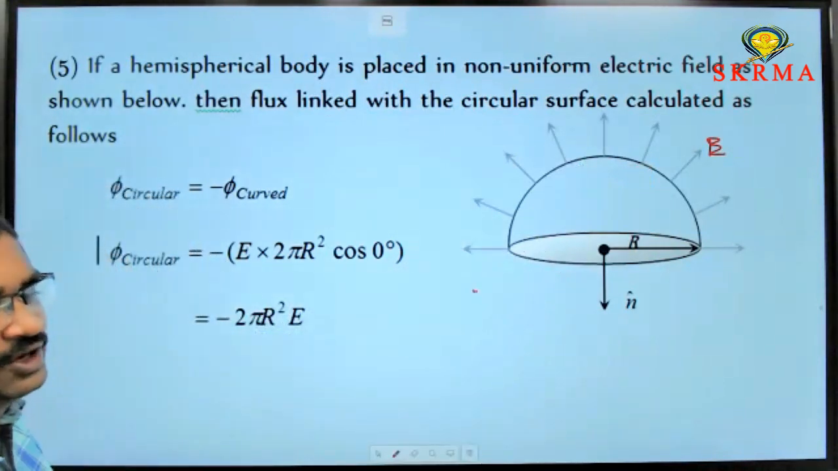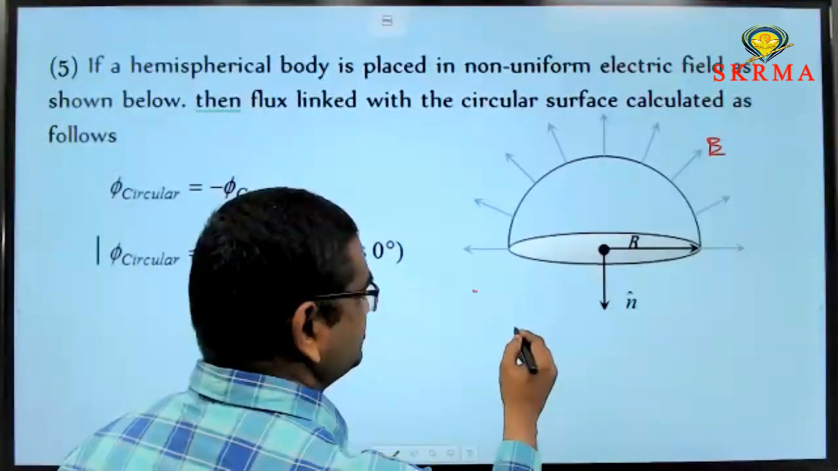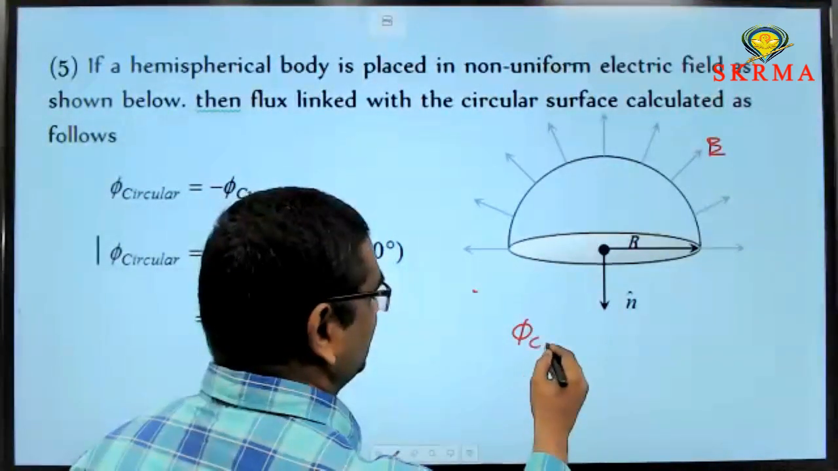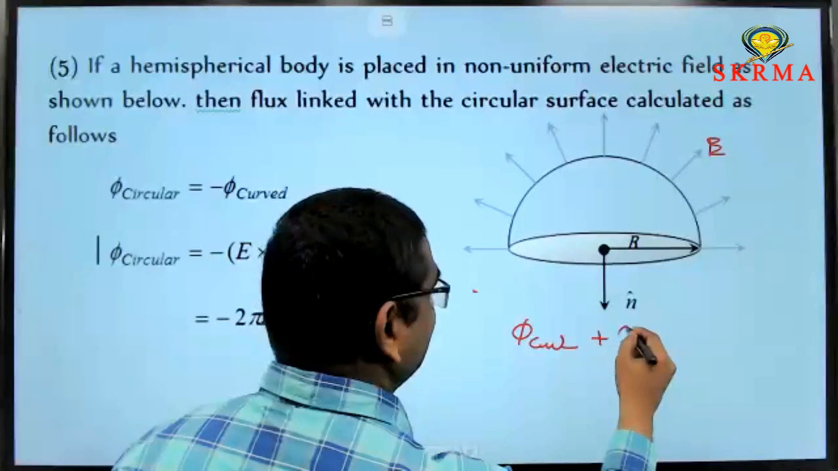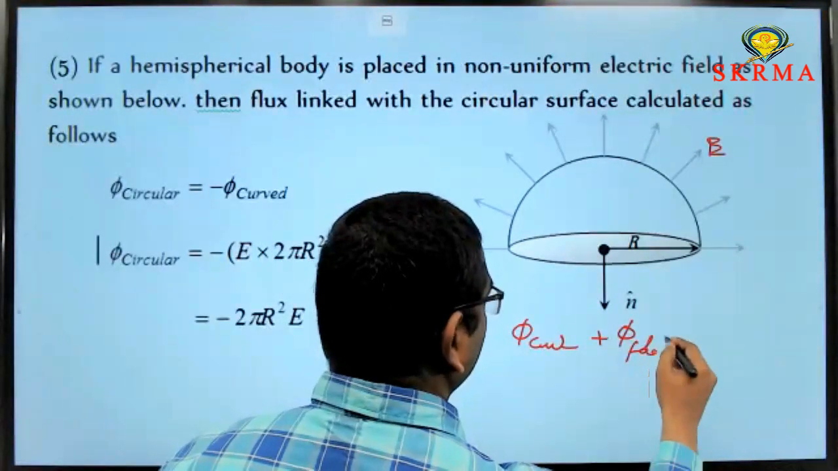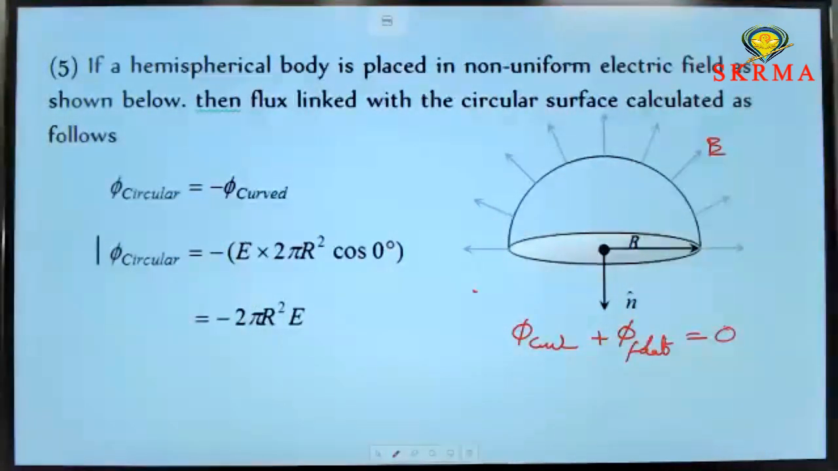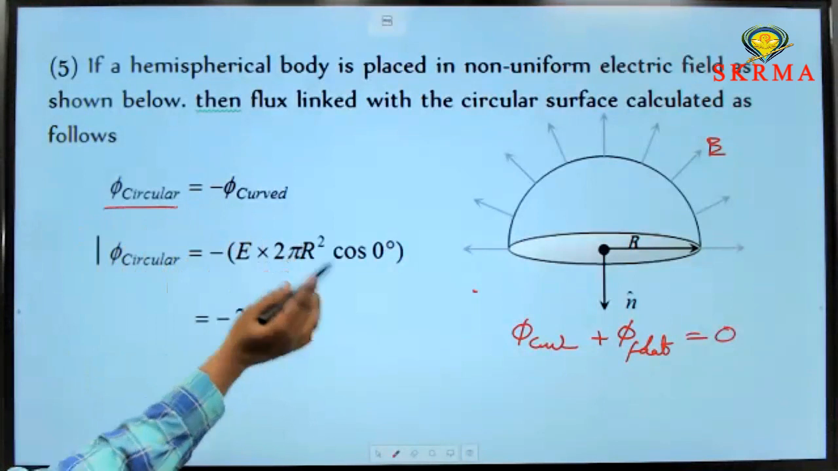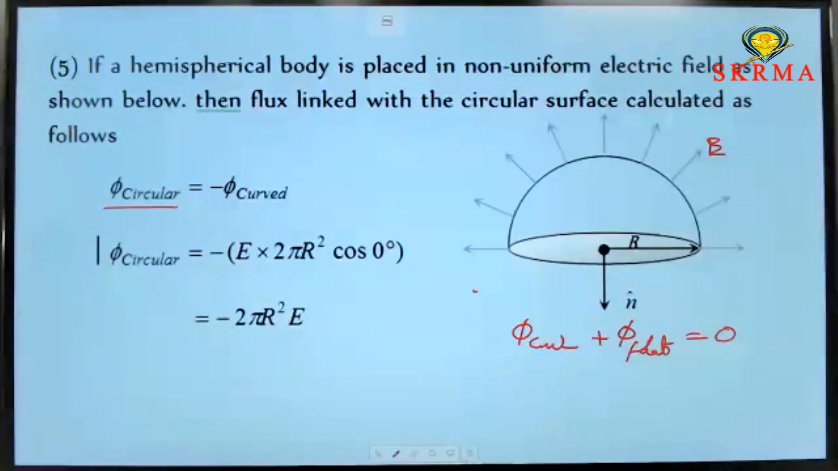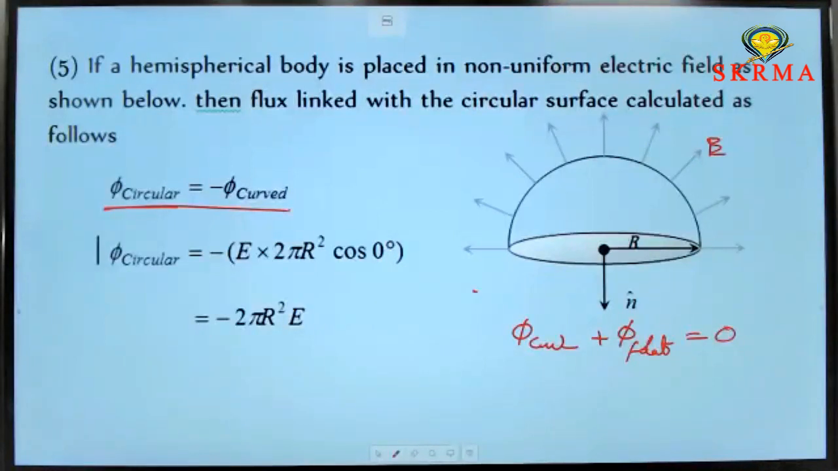Now, what is the total flux? Total flux is zero. That means the flux passing through the curved surface plus the flux passing through the flat or circular surface is equal to zero. Or we can write the flux passing through the circular surface is equal to minus the flux through the curved surface.